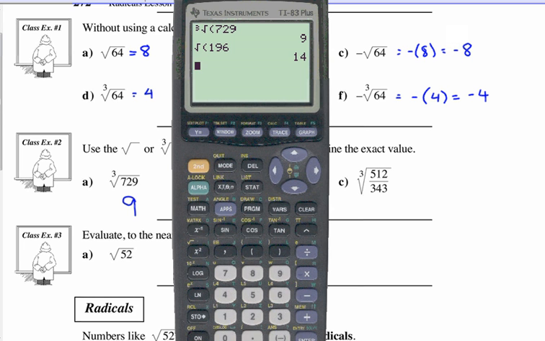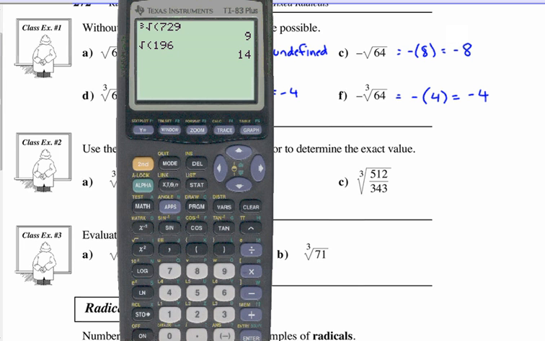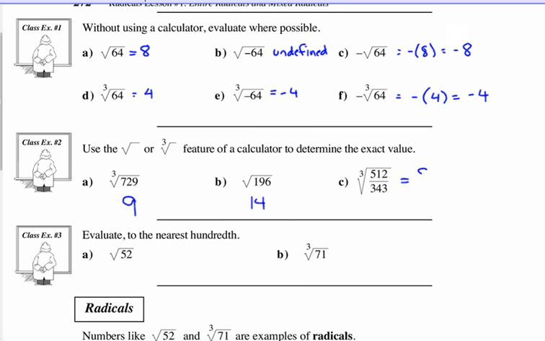The cube root of 512 over 343. So math 4 for the cube root, 512 divided by 343, and close my bracket. If we go math, answer, enter to see if that can be reduced, yes, it's 8 over 7.